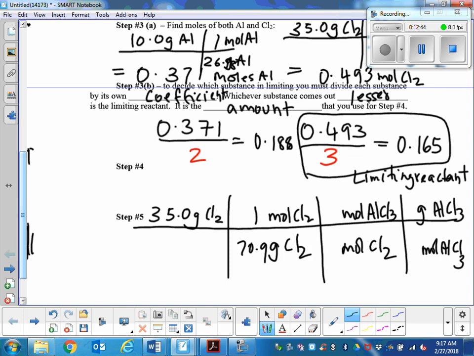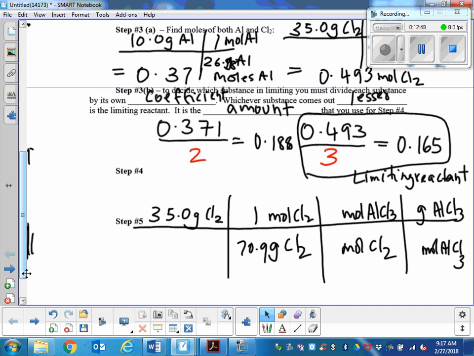What was the coefficient, guys? 3 on chlorine and 2 on aluminum chloride, and then 1 on this. What is the molar mass of aluminum chloride? 26.98 plus 3 times 35.45. Anybody has an answer? 133.33. And then what is your final answer?